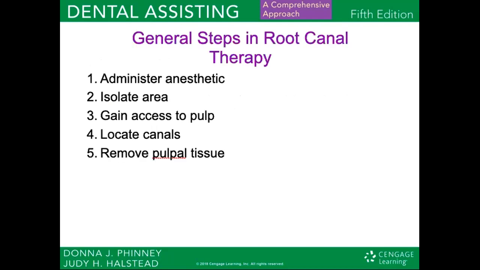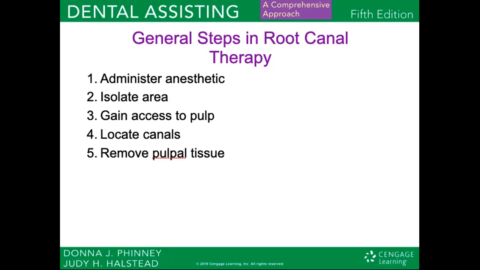So there are 10 steps in a root canal that can be divided into 2 or more appointments. Steps 1 through 8 would take place on the first visit, step 9 on the second visit, and the patient would follow up with their dentist for step 10. So the first step is to administer the anesthetic. Second is to isolate the area, more than likely using a rubber dam.